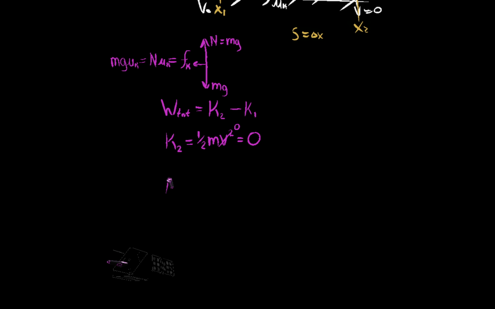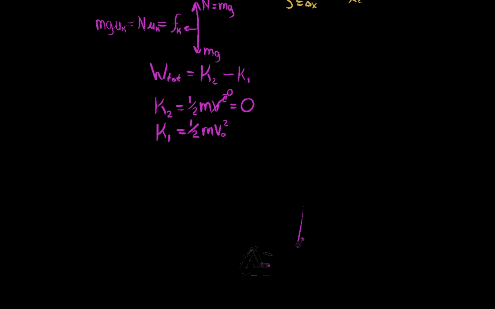But K1 is 1/2 mv naught squared. K2 goes to 0. K1 is 1/2 mv naught squared, and it doesn't give us any numbers. We're just doing this in symbols. What is it that we wanted? We wanted s, right? Well, let's keep going with the work energy theorem.